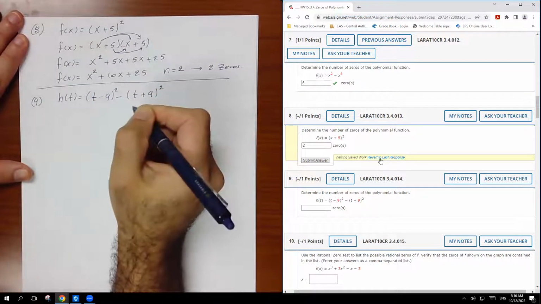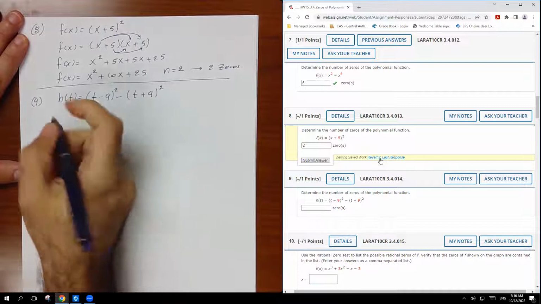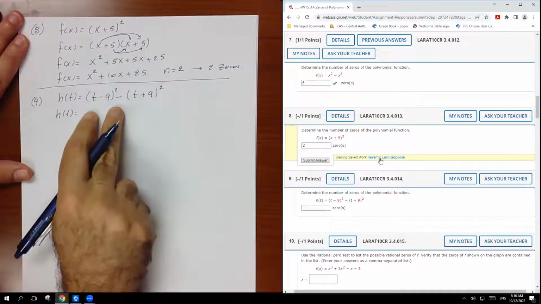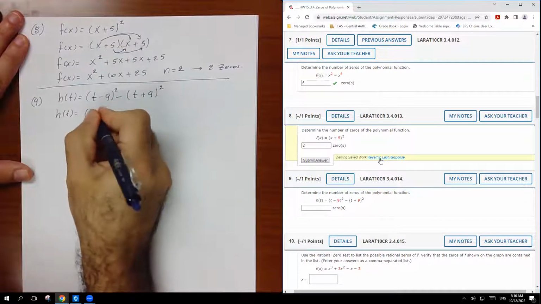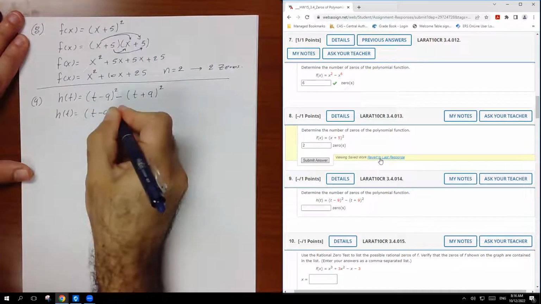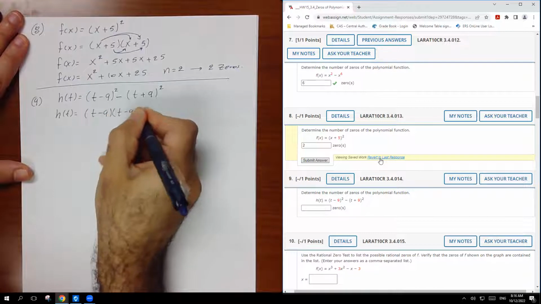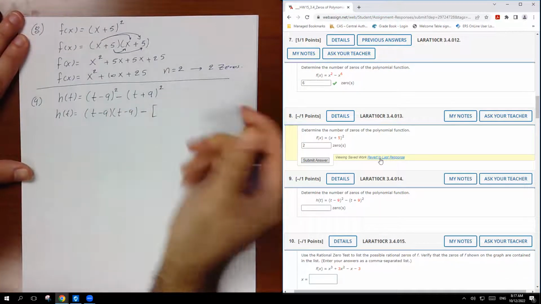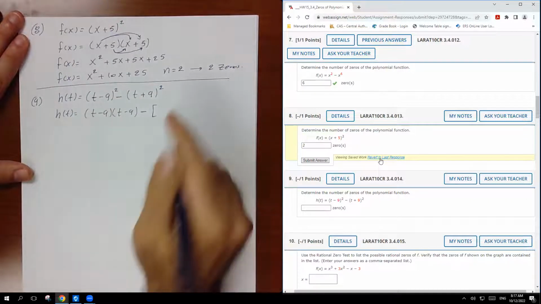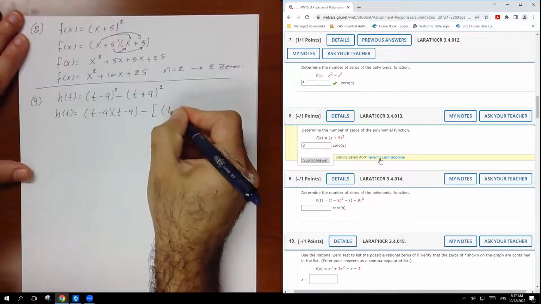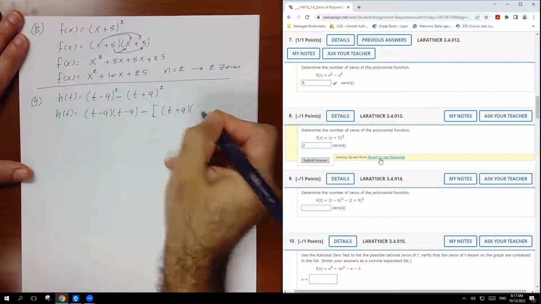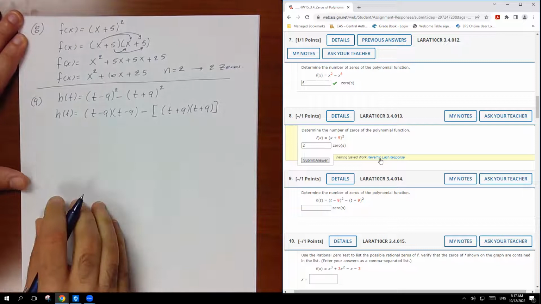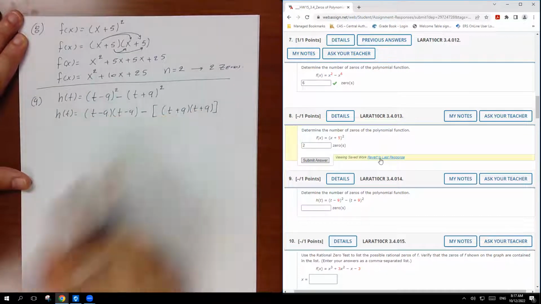So what I'm going to do, I'm going to simplify this one. So h of t equals, this parenthesis squared, that means it's (t minus 9) times (t minus 9). And here's the minus. I'm going to open a bracket because I'm going to separate these two parentheses, which is (t plus 9) and another parenthesis (t plus 9). I'm going to FOIL this one. I'm going to FOIL this one.